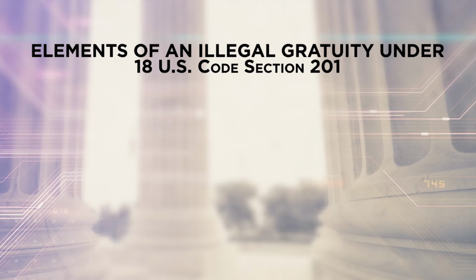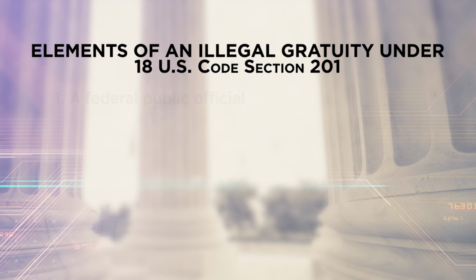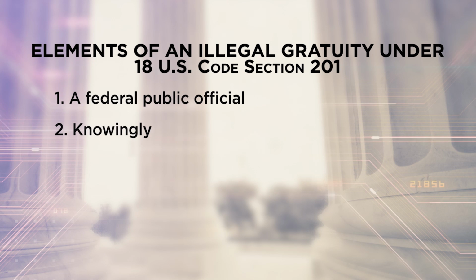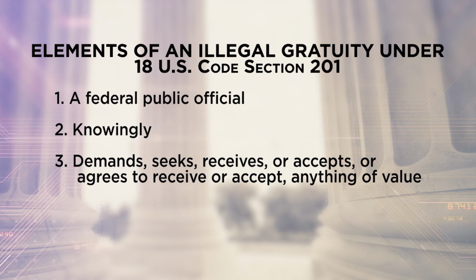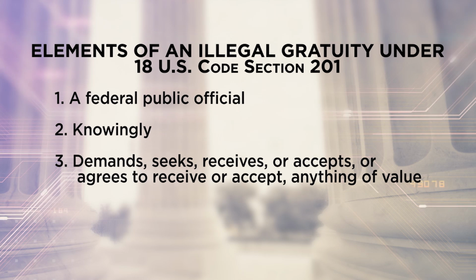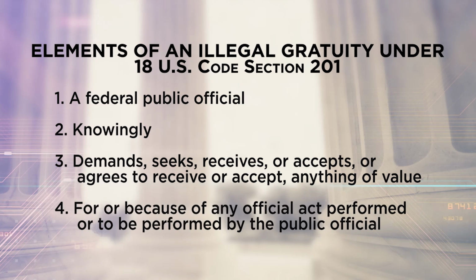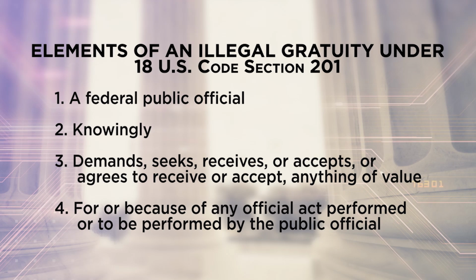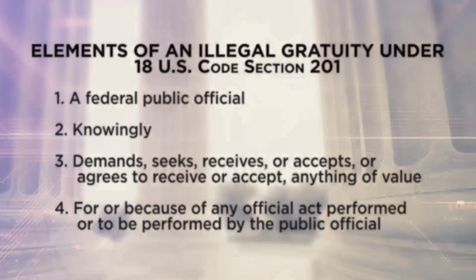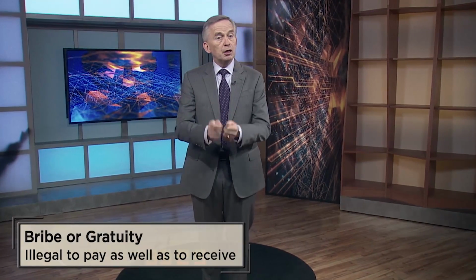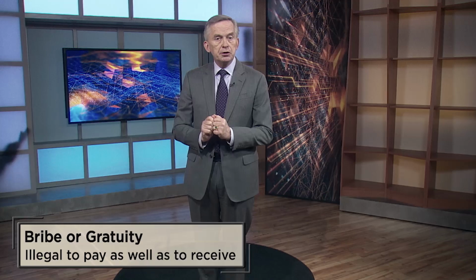To prove an illegal gratuity, prosecutors must prove a federal public official knowingly demands, seeks, receives, or accepts, or agrees to receive or accept anything of value for or because of any official act performed or to be performed by the public official. An illegal gratuity is a relatively minor felony as federal felonies go. It's punishable by only up to 2 years in prison. Now, the statute also prohibits the flip side of both offenses just described. It's illegal to pay a bribe or gratuity, as well as to receive it.